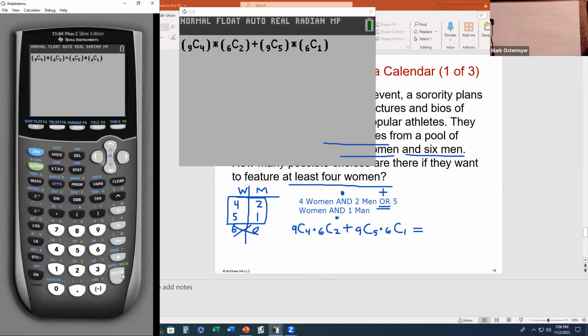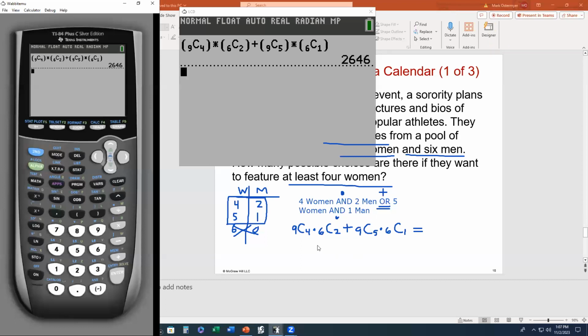Hit enter and boom, we get 2,646 different ways of choosing 6 athletes if we must choose at least 4 women from 9 women. There you go. There's 2,646 different ways of doing that. Everybody understand how I converted my ands to multiplication and my or to addition?